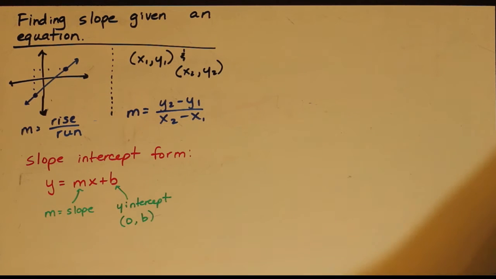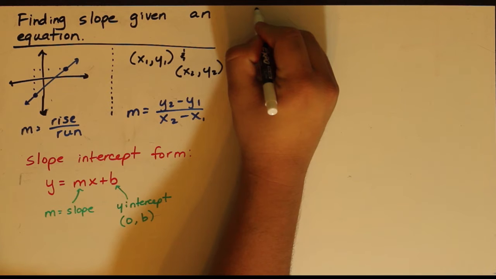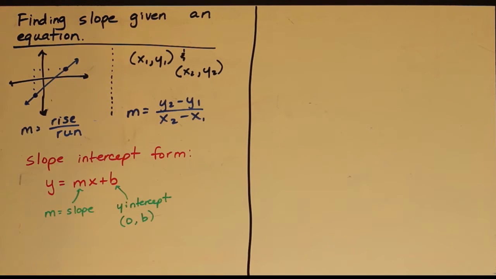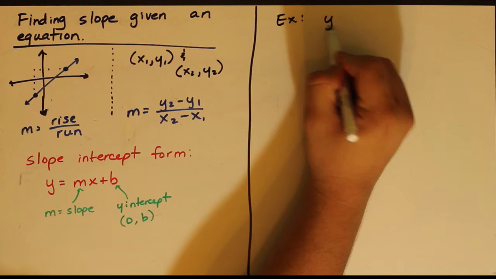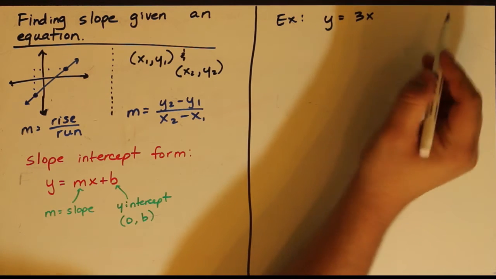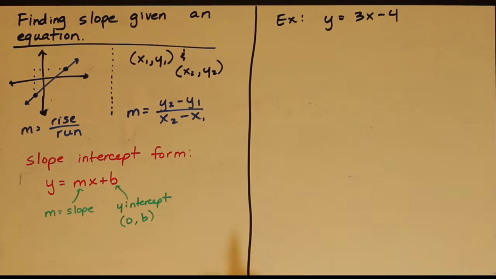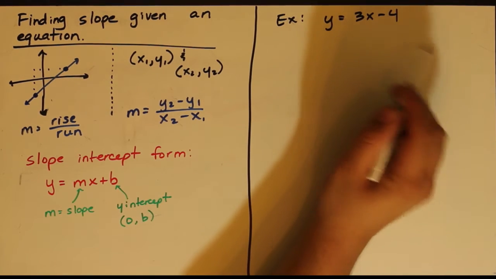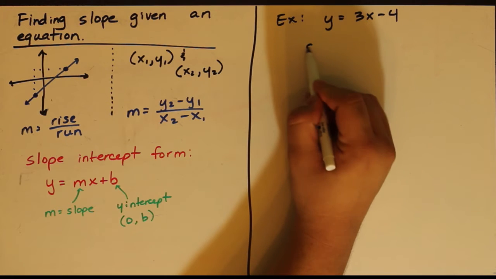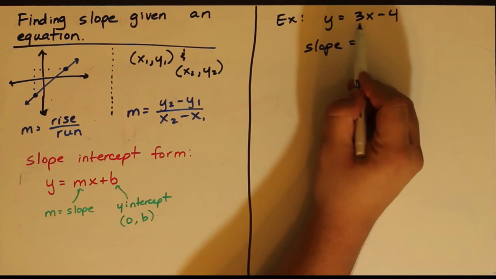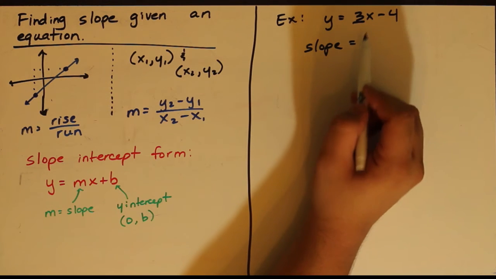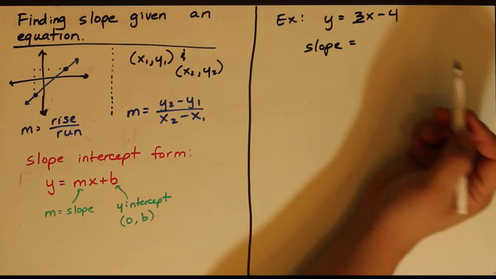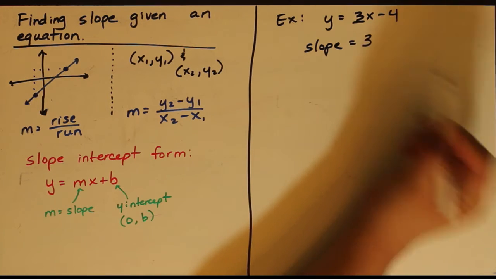So let's do an example with all of this. Let's say we had the equation y is equal to 3x minus 4. All I want you to do is look at the slope. It's always going to be the number that's in front of the x. That's something you have to remember. So here we can easily identify that the slope is 3.